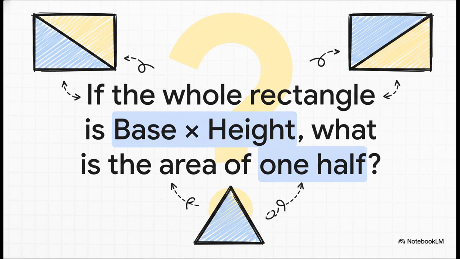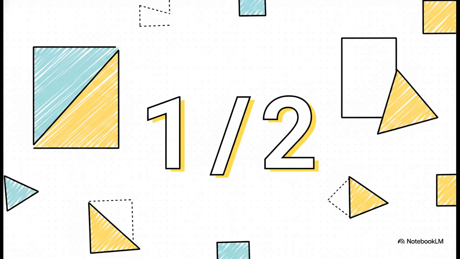Okay, so here's the big question. If the entire rectangle was base times height, and we literally just cut it into two equal halves, what does the area of one of those little triangles have to be? Just take a second and think about that. Yep, it's got to be half, right? It's that simple. Each one of those triangles is exactly 1/2 of the area of the whole rectangle. No tricks, no complicated math, you can just see it.